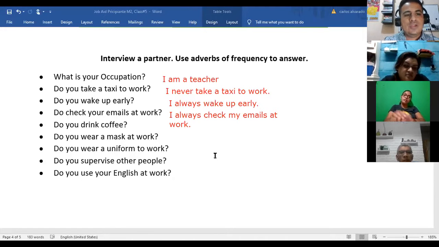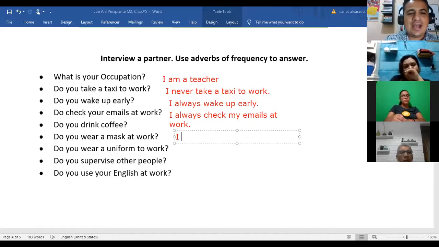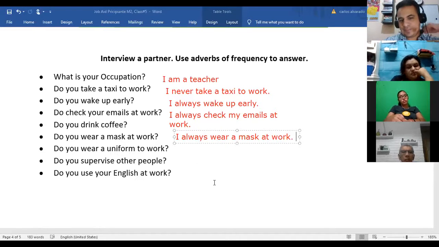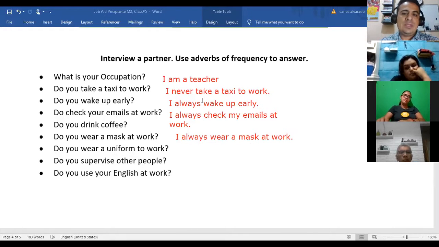Okay. Do you wear a mask at work? Espero que sí. ¿Están usando su mascarilla? Okay. I always wear a mask at work. Okay. Right. So allí puedo yo ir hablando con frecuencia, right? También puedo ir agregando expresiones de tiempo, for example, in the morning, in the afternoon, okay?